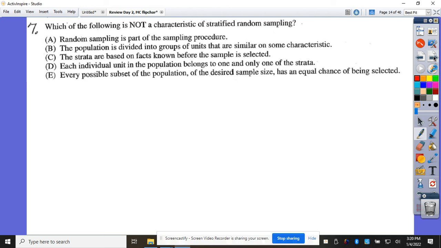Next problem is number 7. Alright, so I'm going to talk about more than just this problem. I'm going to talk about other things first. It says stratified random sampling. Stratified random sampling we often think of with which other random sampling? There's 4 of them, but which one is the most like stratified? Clusters.